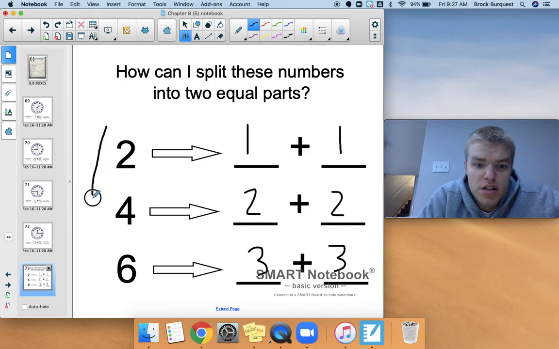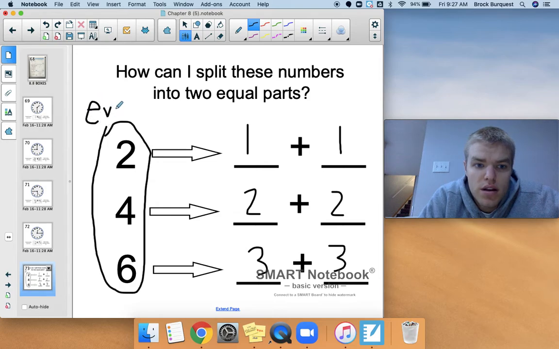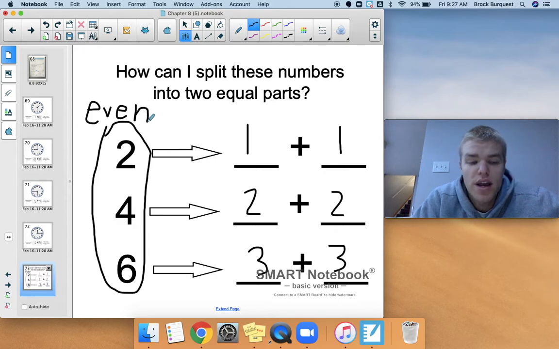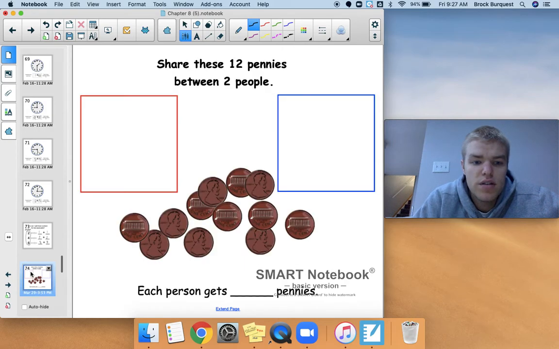Friends, did you notice all of these numbers are even? So only even numbers can be split like that. That's another way to tell if a number is odd or even. Okay? Let's look right over here.